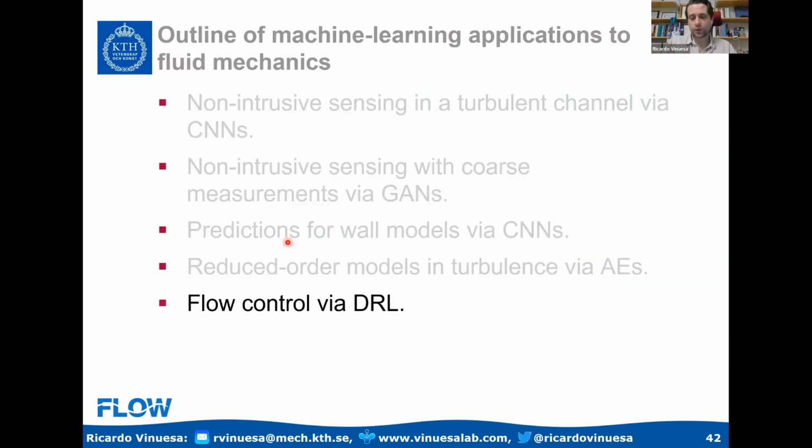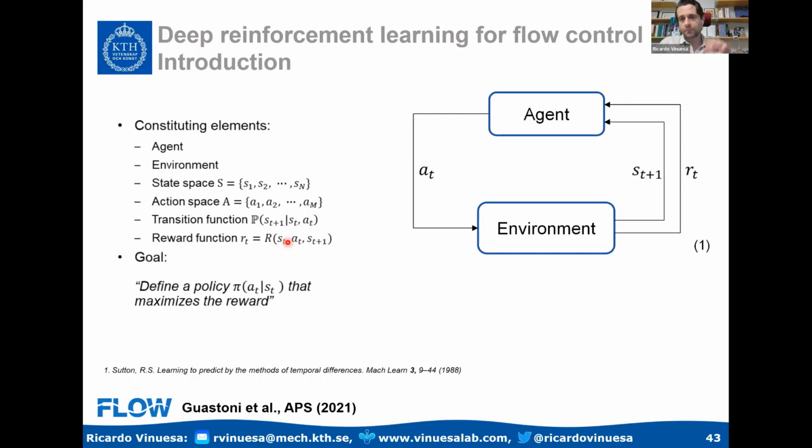And the last example has to do with flow control with deep reinforcement learning. So in deep reinforcement learning, what I have is an agent, which is the neural network, that interacts with an environment. In this case, this is the CFD solver, through actions. And these actions can affect the state of the system, and the system also gives us a reward. And the reward is a measure of the quality of those actions under a certain norm.